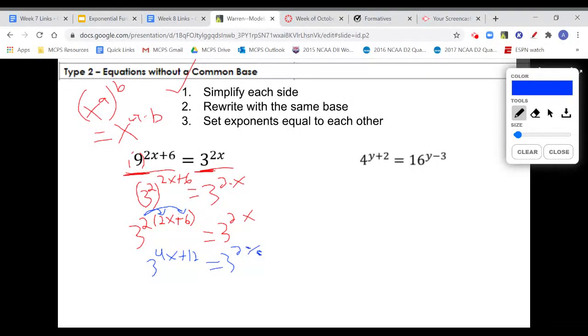Yeah, that's supposed to be next. And then it's time to set them equal and solve. I'm going to kind of come off to the side here because I'm going to run out of space at the bottom of the page, but 4x plus 12 equals 2x.